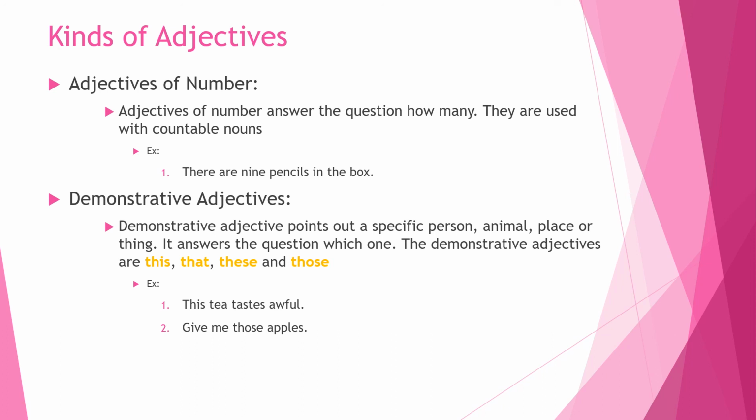In the same way, these and that are also demonstrative adjectives which answer the question which one, and they point out a specific person, animal, place, or thing.